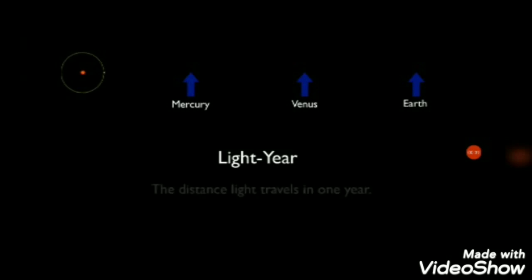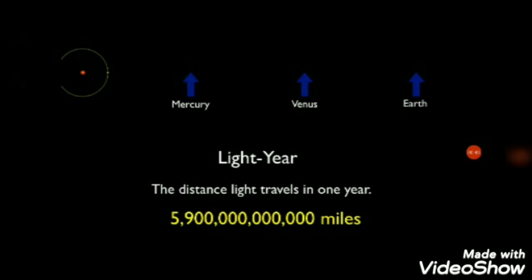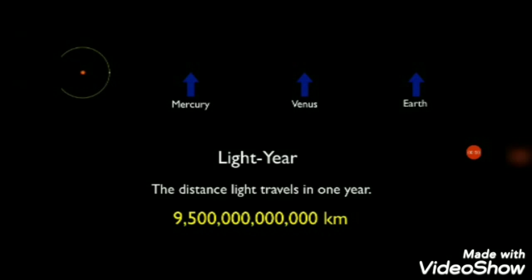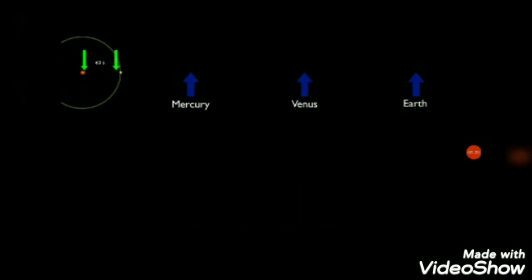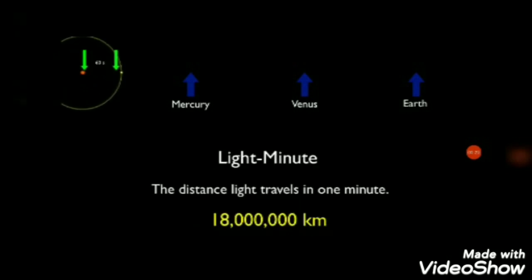Here we go. A light year is the distance light travels in 1 year. It's far. Why? Because light travels so fast. 1 light year equals about 5.9 trillion miles, or 9.5 trillion kilometers. That's not a million. Another distance we might call a light minute, which is the distance light travels in 1 minute. Pretty far on a human scale, but quite small compared to the size of our solar system.